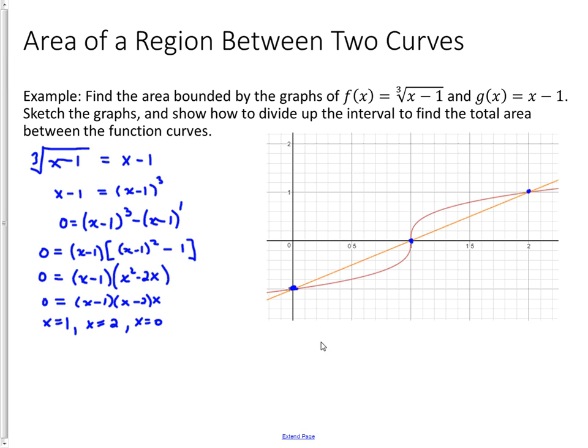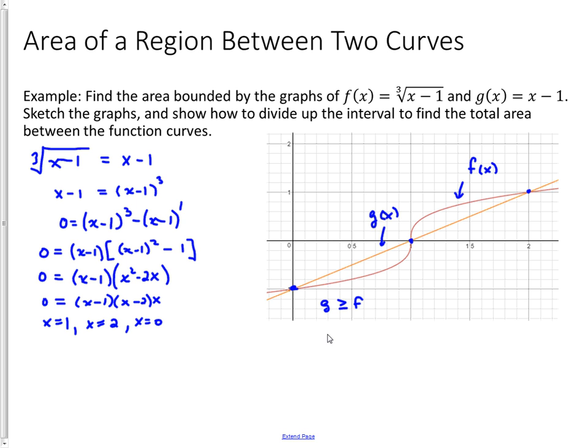Of course, knowing which graph is which is kind of important to us. This graph here in yellow, that is g of x equals x minus 1. Of course, this curve right here in red is f of x equals the cube root of x minus 1. So on the interval from 0 to 1, we see that g is greater than or equal to f.